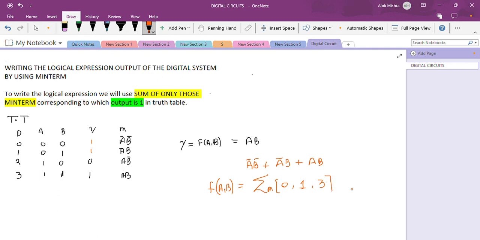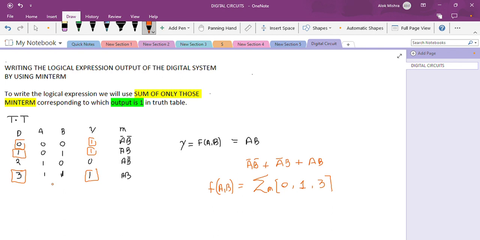I think I understand the last one. In this particular form, you have to write all the minterms in which the logical output is high. So here this one is high, this one is high, and this one is high. So you have to check the decimal number for that. The decimal number is 0 for this output, 1 for this, and 3 for this, right?